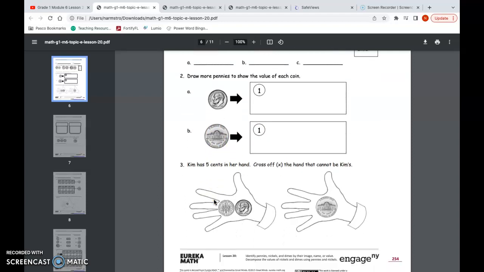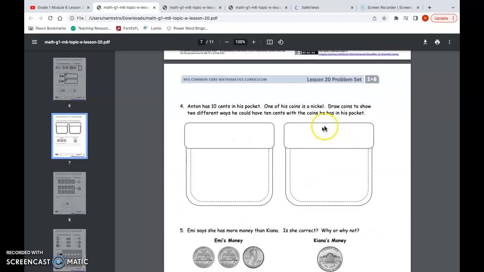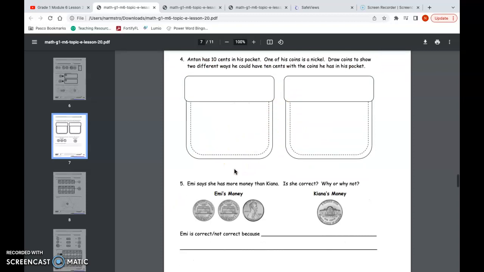Then for number 3, Kim has 5 cents in her hand. You're going to cross off the hand that cannot be Kim's hand. So which one of these hands has 5 cents in their hand? You're going to cross off the one that does not have 5 cents. Then for the back, friends, I'm not going to have you do this one. You do not need to do number 4, so you can go ahead and cross that one off.